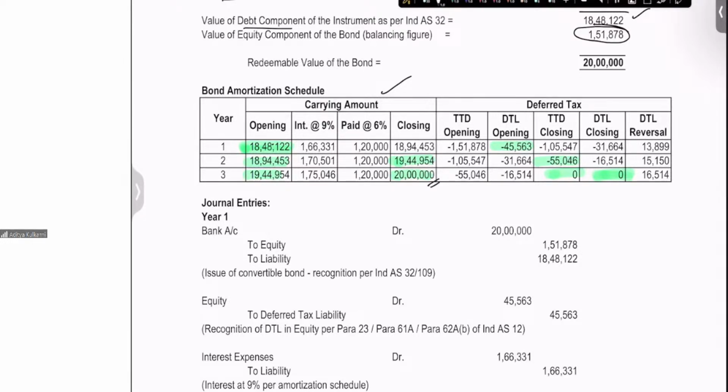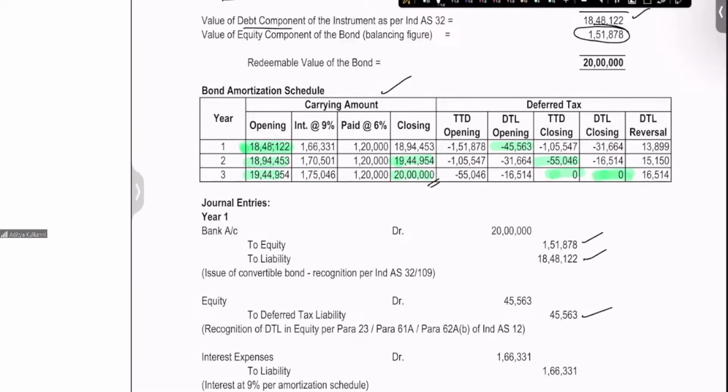First entry, when you get the proceeds: bank account debit, to equity, to liability. So this is the entry that you are going to pass. Okay. Now I have to recognize a deferred tax liability. So credit will be deferred tax liability, 45,563. Where will the debit go?